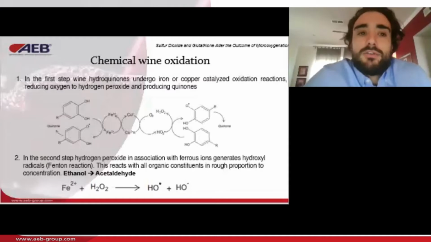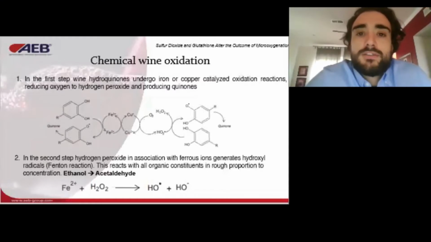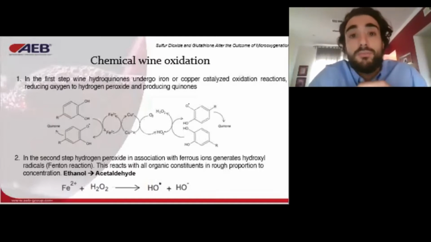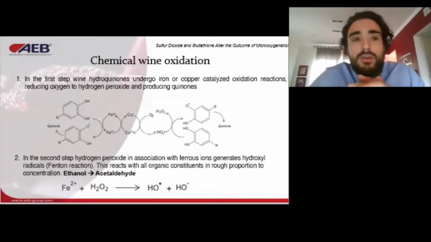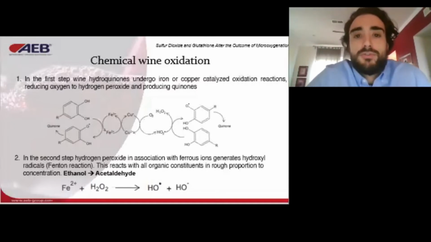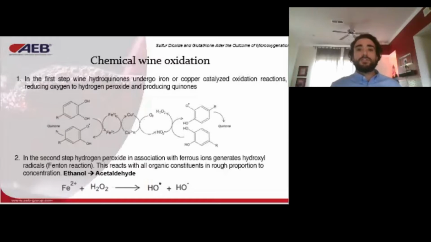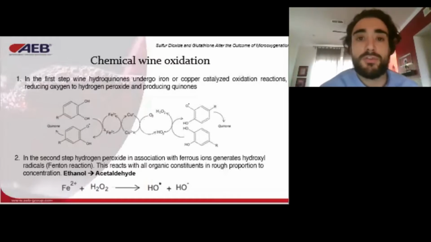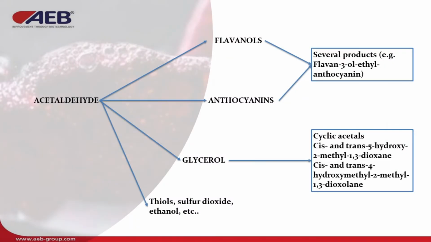During wine oxidation, catechols are oxidized to ketones in the presence of metal ions, and oxygen is reduced to hydrogen peroxide. In a second step, ferrous species react with hydrogen peroxide in the so-called Fenton reaction to yield hydroxyl radicals. These radicals react with all the organic constituents in the wine, depending on their concentration. And because ethanol is the most abundant compound, acetaldehyde is the major product of oxidation. Acetaldehyde is a very reactive molecule, and the reactions involving it are the most significant for the evolution of wine phenolics during aging.